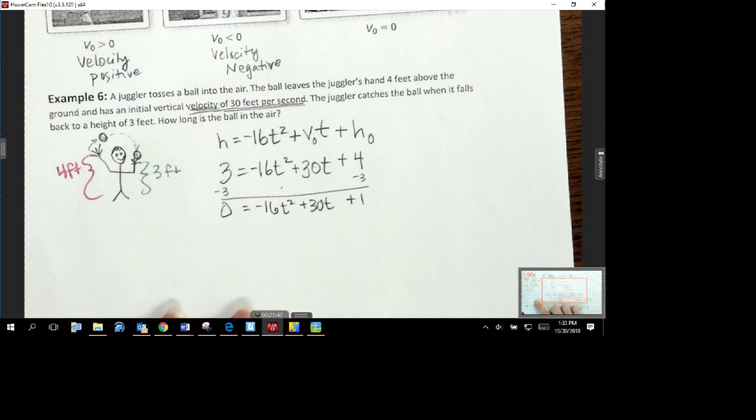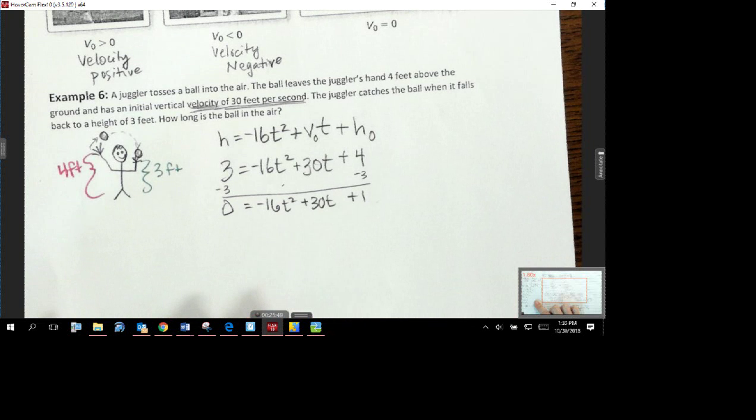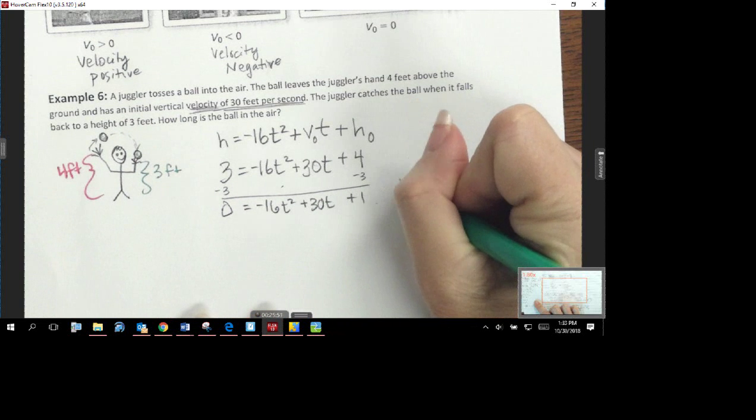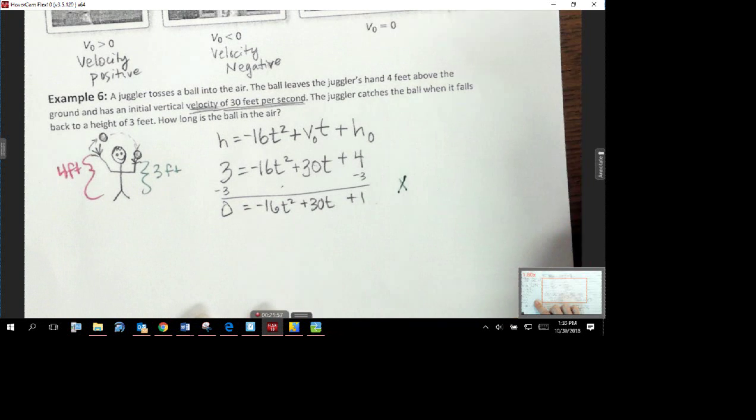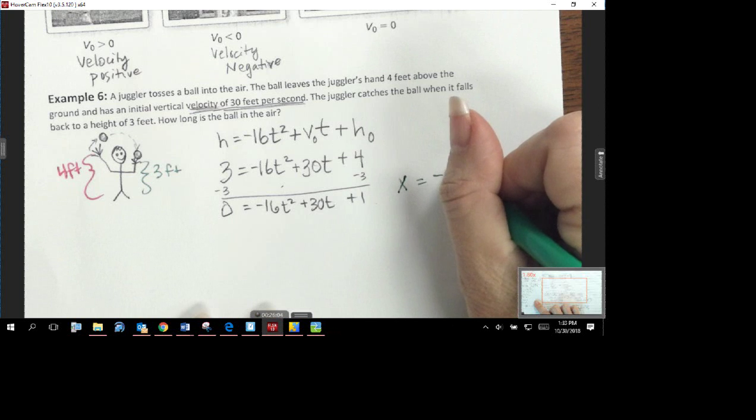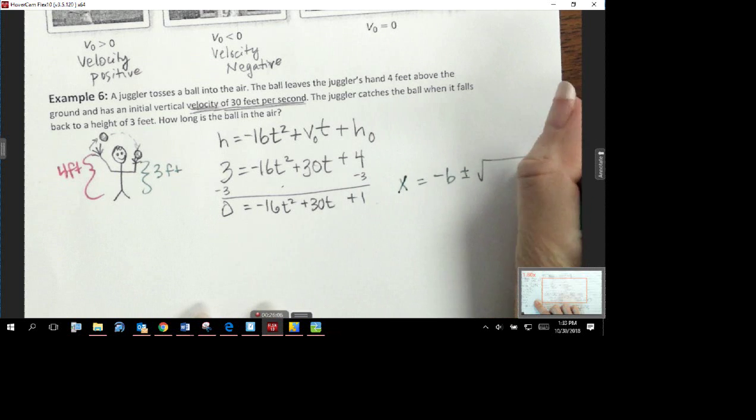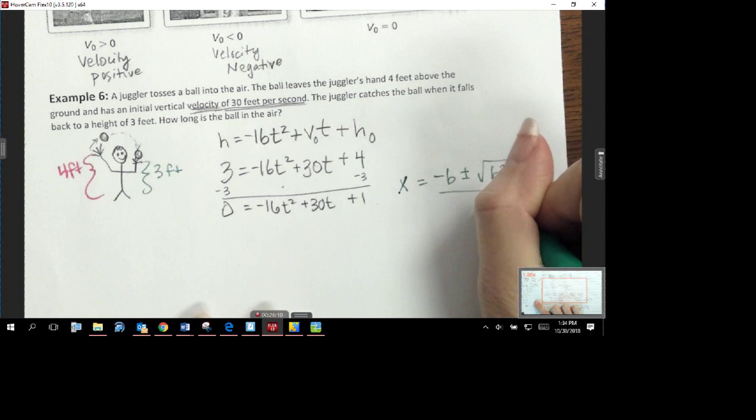And Edwin's going to sing this song? Okay. We got to look it up? You can look it up. X equals negative b plus or minus the square root of b squared minus 4ac, all over 2a. Good.